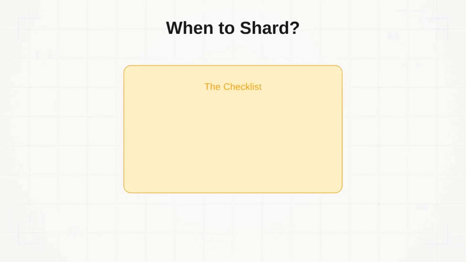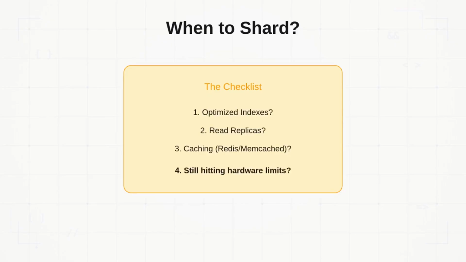Because of this complexity, the first rule of sharding is don't shard until you absolutely have to. Before you partition your database, ensure you have optimized your indexes, implemented read replicas, and perhaps introduced a caching layer like Redis. Sharding is a one-way door. Once your data is distributed, it is incredibly difficult to go back to a single instance. It is the nuclear option of database scaling.